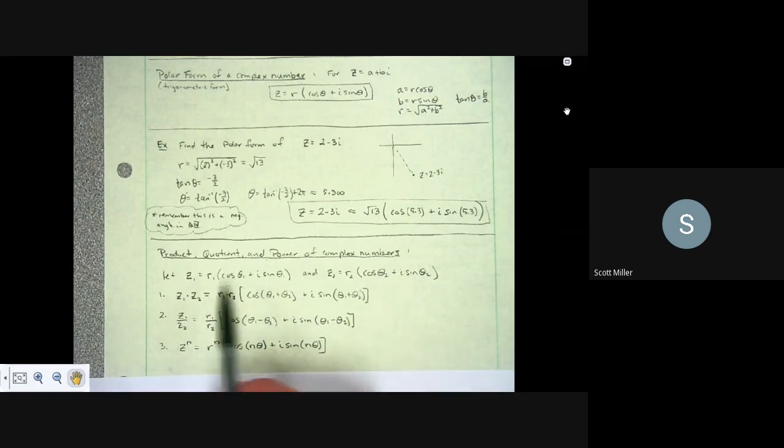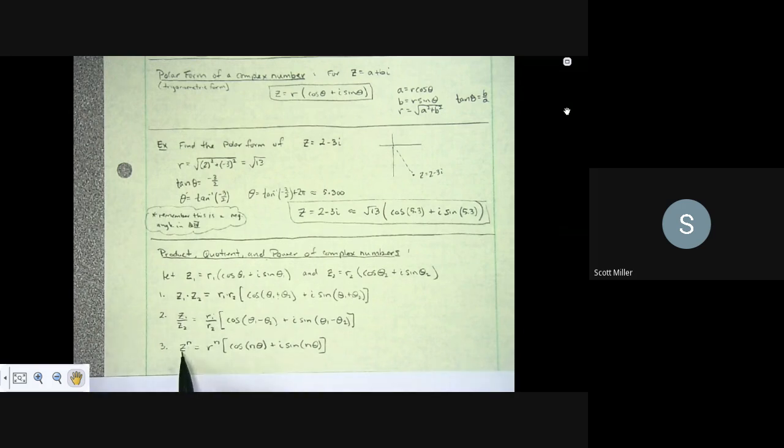I have 2 complex numbers in polar form. If I multiply them together, it is the equivalent of multiplying the 2 r's together and then adding the angles, that angle plus that angle. If I divide them, it's like dividing the r's and then subtracting the angles. Again, making sure that the top one is the first one here. So you might get negative angles in here, which is fine.